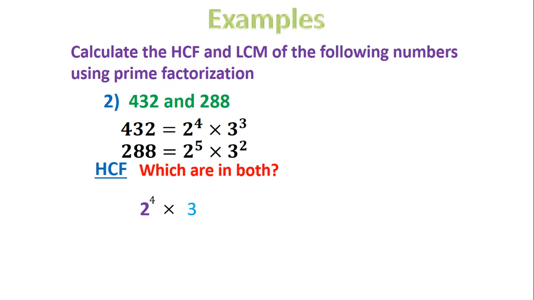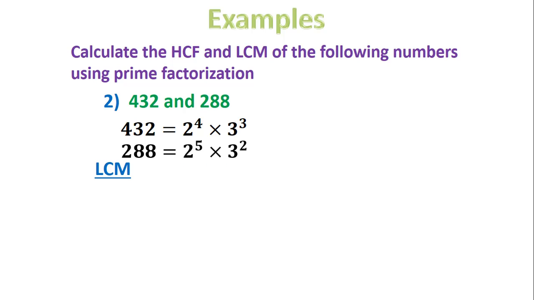Then we move to our 3, and we look at our exponents. Again, we have 3 to the power of 3, 3 to the power of 2. The lowest exponent for my 3 is a 2, and so that is my highest common factor. 2 to the power of 4 times 3 squared. And that equals 144. Most of the time you don't have to work out 144. You can leave it in exponential form, or 2 to the 4 times 3 to the 2.